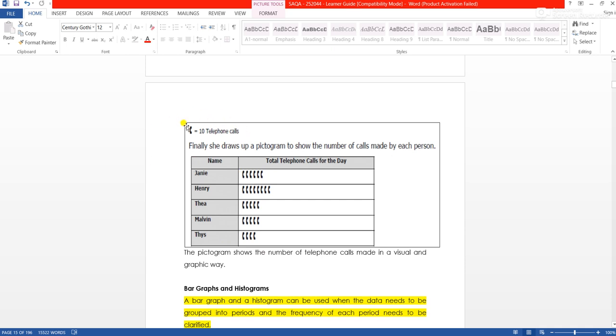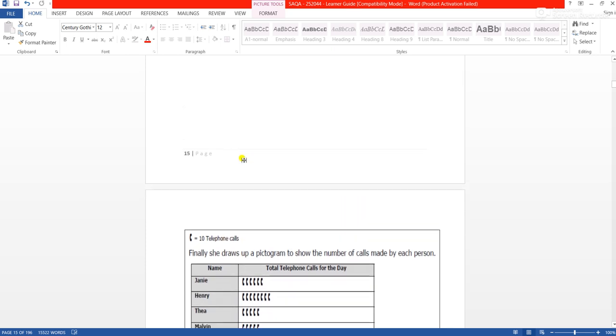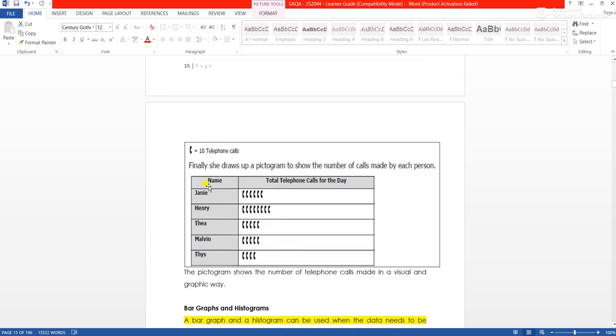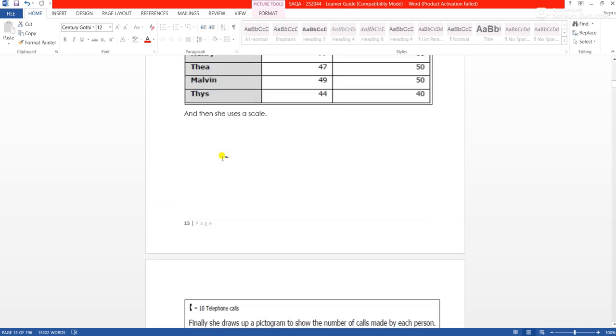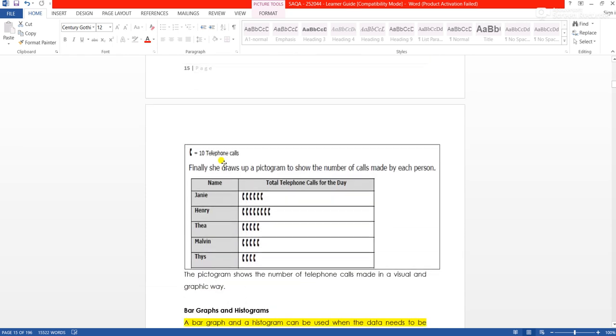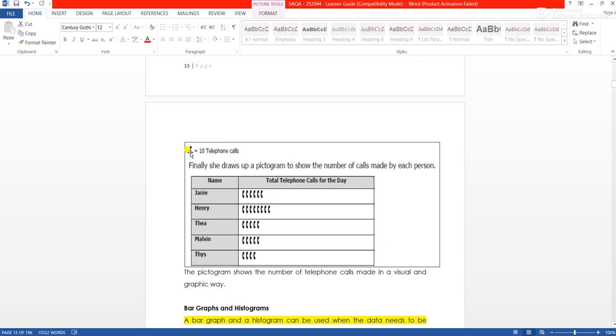The key for the graph shows you we've got 10 calls, and you can even check these are the users. I think this symbol symbolizes 10 telephone calls. Yes, correct. This diagram represents 10 calls.